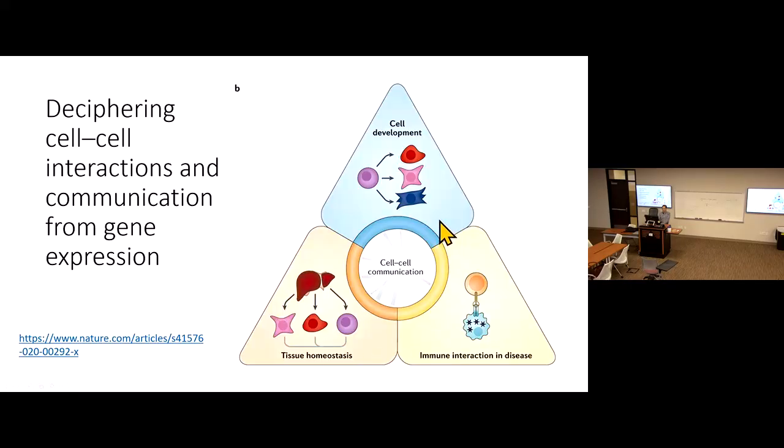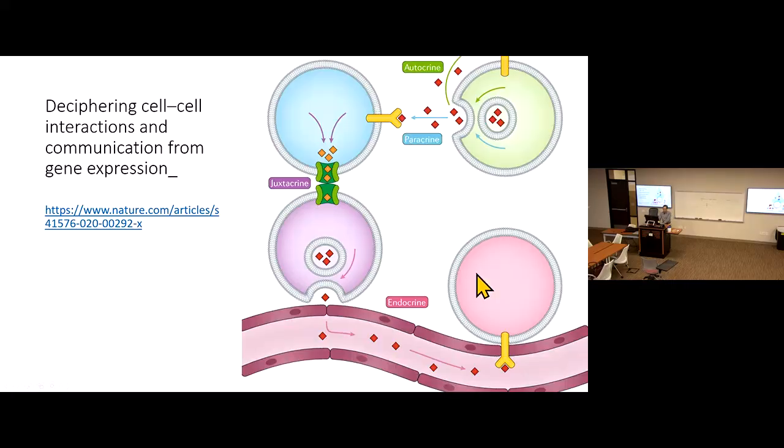It's very important biologically, because you need to have communication between cells to help the cell experience or be subject to development and tissue homeostasis. And information has to communicate across organs even. And in immune interactions, you have this chain reaction between immune cells and between immune cells and pathogens.